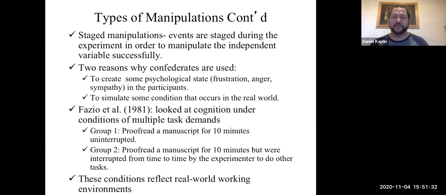Now, you thought Mr. Wallace was just another person who was volunteering to be part of the study, but it was rigged so that you were the teacher and Mr. Wallace was always the learner. So that's an example of a confederate. Anytime there is deception or misleading, or actors to create some psychological state or to mirror what happens in the real world, we call that using a confederate.